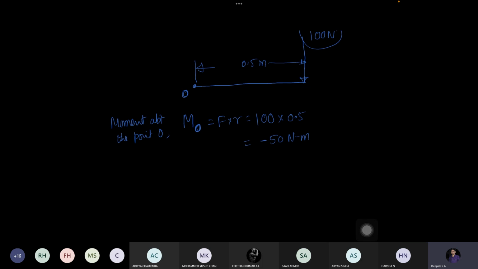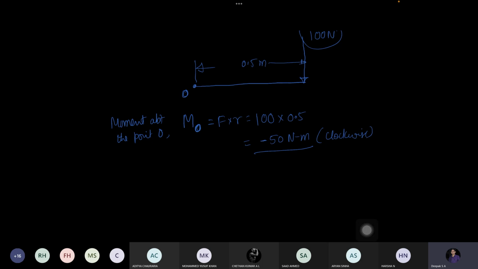Is it positive or negative? It is negative because it is clockwise. See, clockwise is always taken as negative in engineering practice. It is not necessary; you can take clockwise as positive also, but you have to use the same convention consistently everywhere. Wherever you are doing calculations, you have to use it consistently. So supposing this is about the point O.